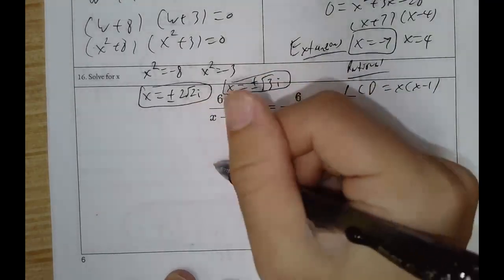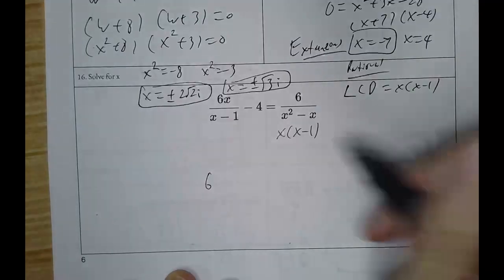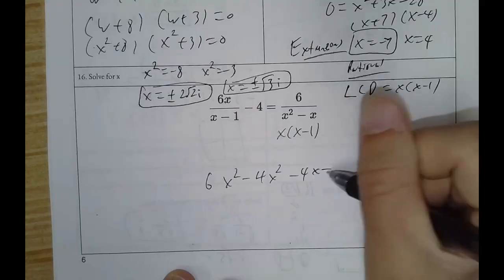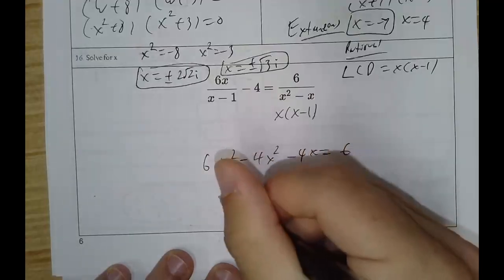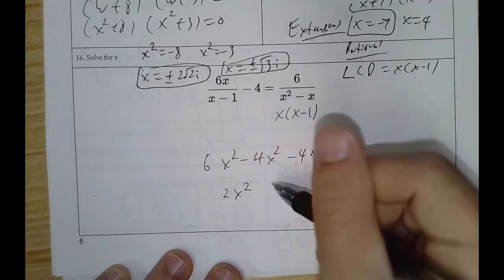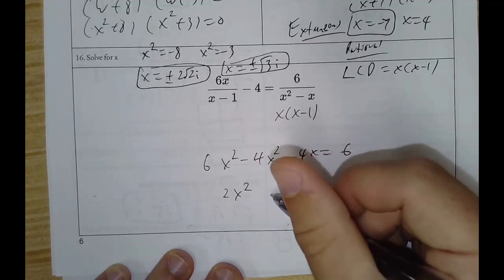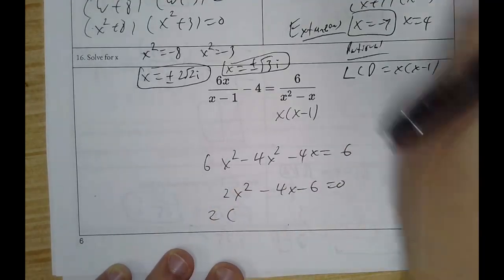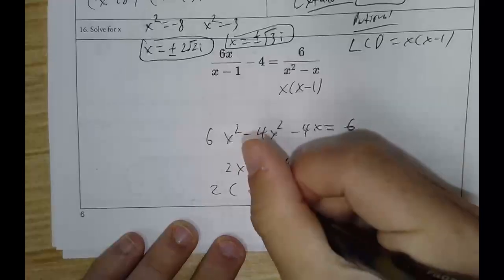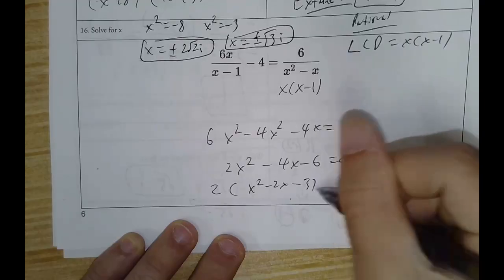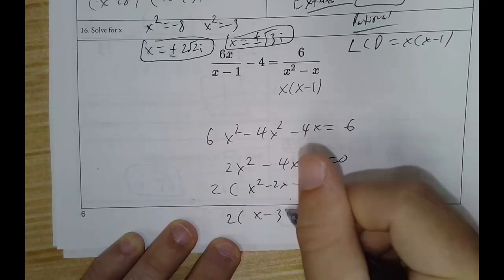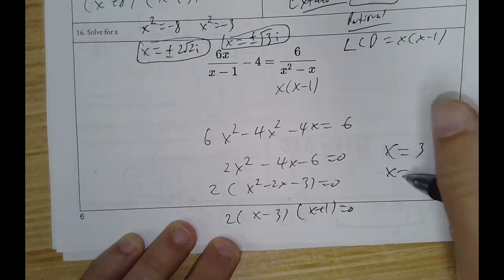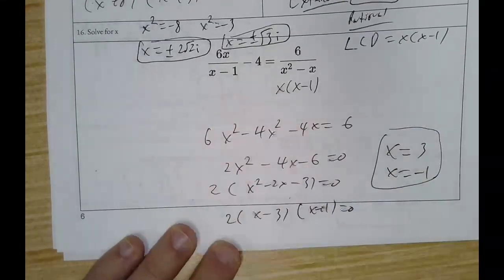So when you multiply everything by that, you're going to get 6x squared minus 4x squared minus 4x equals 6. You'll get 2x squared minus 4x minus 6 equals 0. Factor: 2x squared minus 2x minus 3 equals 0. (2x minus 3)(x plus 1) equals 0. So my solutions are x equals 3/2 and x equals -1. And when you plug them back in, they do work. So you're good.